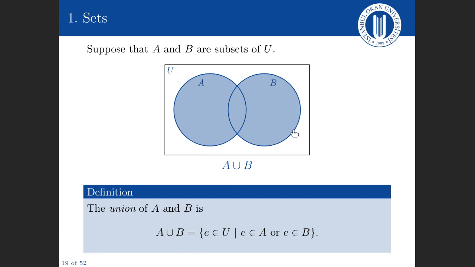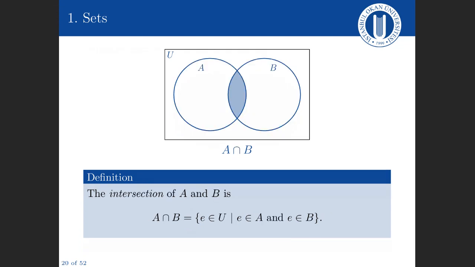For example, we might be interested in everything which is in A and everything which is in B, all of this blue shaded area. This is called the union of A and B, and we write A, this U symbol, and B. Or alternatively, we might be interested in the elements which are in both A and B, the elements which are in A and in B. This is called the intersection of A and B, and we use this notation, A, upside down U, B.